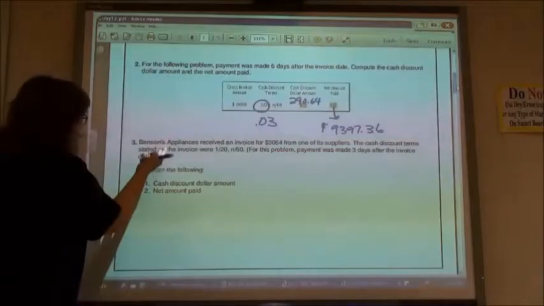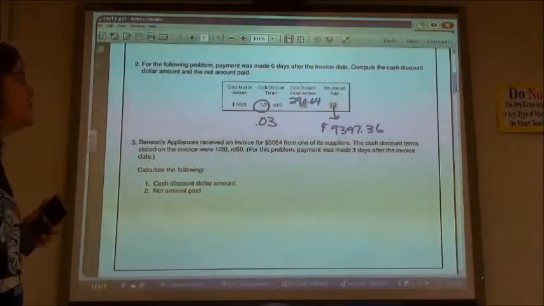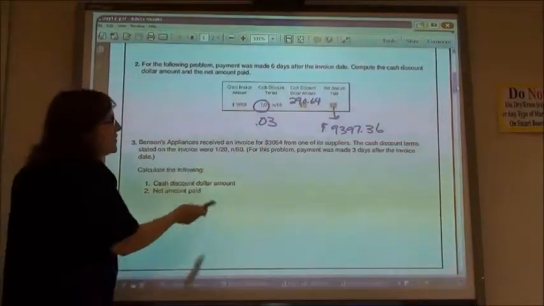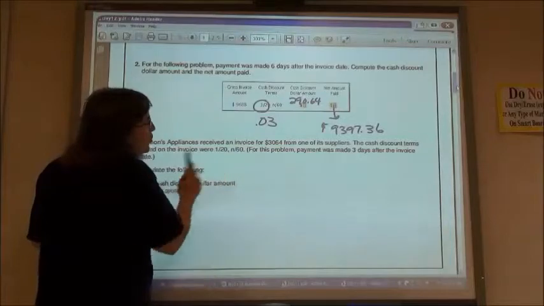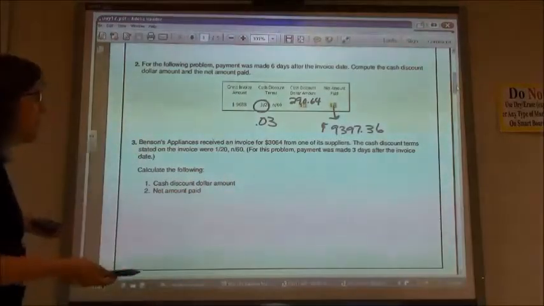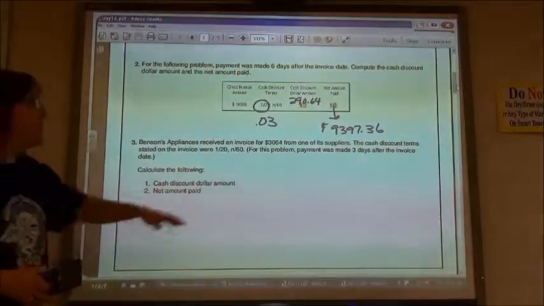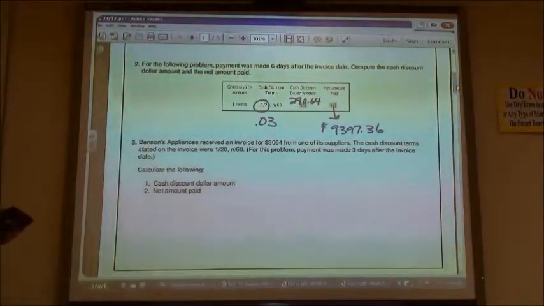First two, they gave us tables. This next one, they just give us in the form of a word problem, but we're doing the same thing. Benson Appliances received an invoice for $3,064 from one of its suppliers. The cash discount terms stated on the invoice were 1% if paid within 20 days. The net is due within 60 days. For this problem, the payment was made 3 days after the invoice date, so they did pay it within the 20 days. They are going to get that 1% discount.